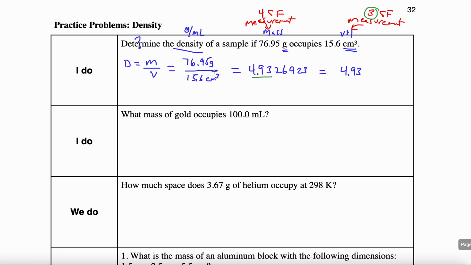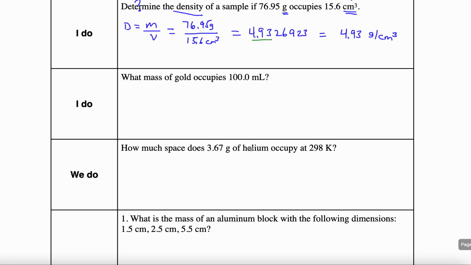Now I also have to have a unit here. I have grams divided by centimeters cubed. There's nothing there to reduce the gram to 1, so it's still present. And the same thing for the centimeters cubed. There's not another centimeters cubed to reduce it. So both of them need to be shown in the final answer as grams per centimeters cubed.